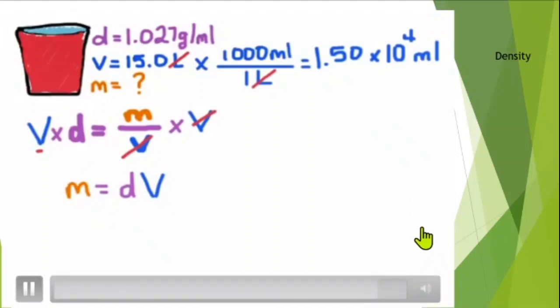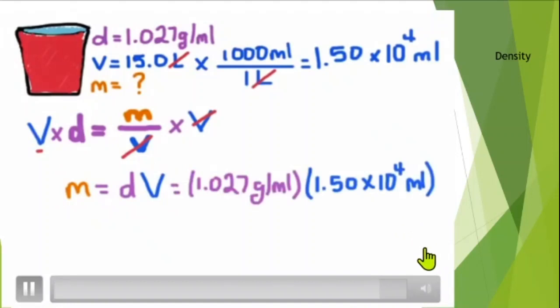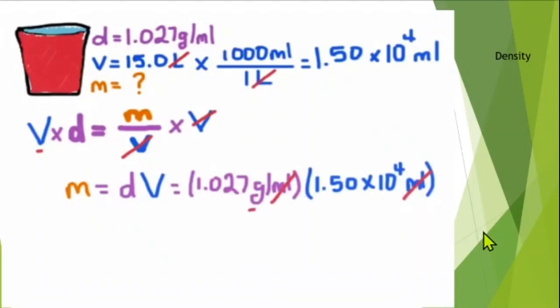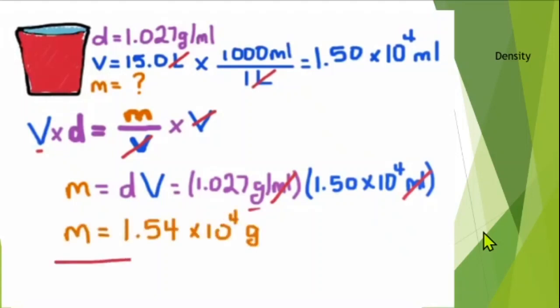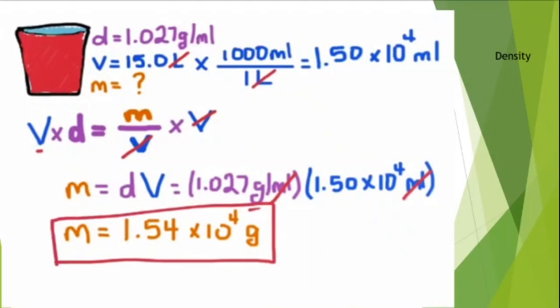Let's plug in the numbers and solve. We can see that milliliters will cancel and we'll be left with grams, which is what we want for mass. Here's our final answer, 1.54 times 10 to the 4 grams. We can also see that we have the correct units, and we also have the correct number of significant figures. In our answer here, we have 3 significant figures, and our least significant measured value was over here with 1.50 times 10 to the 4, which is also 3.